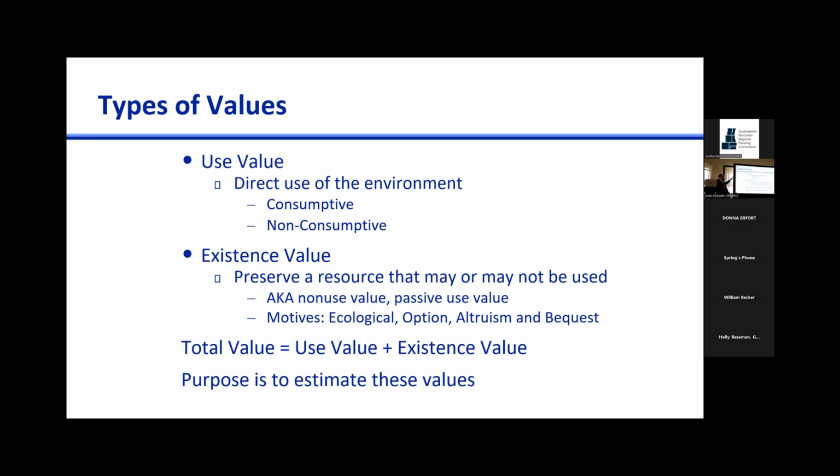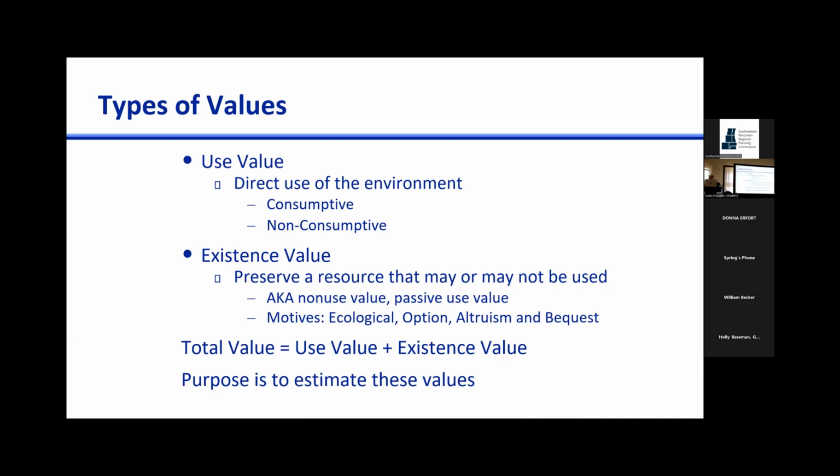The main one that's really easy to understand, and I'm going to start with, is use value. Use value comes from direct engagement with the environment in most circumstances. So people place value on the environment because they can recreate on the water, right? They can boat on it, they can kayak. They place value on the environment because they can hike in a natural forest. That's direct use of the environment.